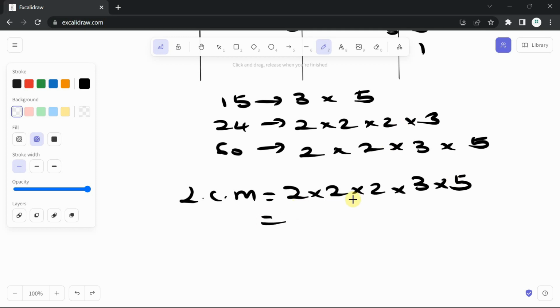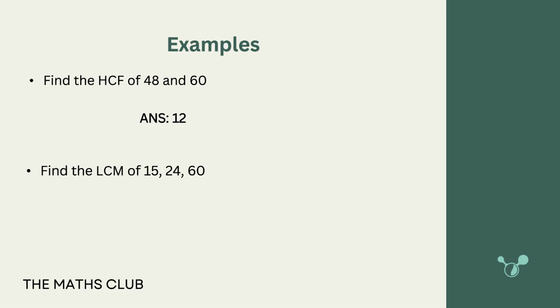2 times 2 is 4. 4 times 2 is 8. 8 times 3 is 24. 24 times 5 is 120, right? So let's see. Great. So that's the LCM. So if you got this, you actually did very well.